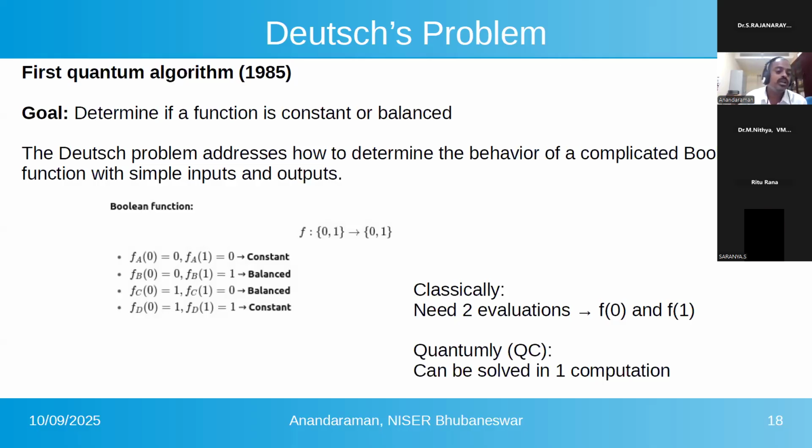For example, if you give 0 and the output is 0, okay, it is constant. If f of 0 is 0 and f of 1 is 1, then it is balanced. And 1 0, then it is balanced, but 1 1, then it is constant. For example, if you give 0 the output is 0, and 1 also the output is 0, it is constant. Irrespective of the input, the output is the same, that means it is constant.